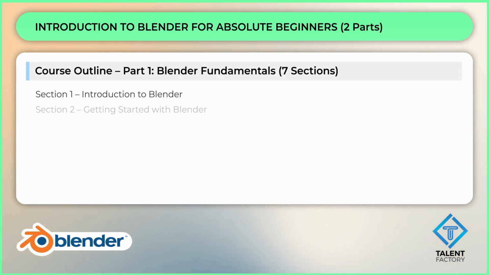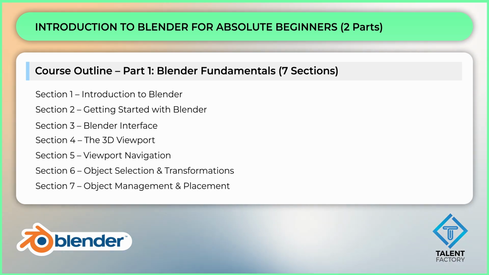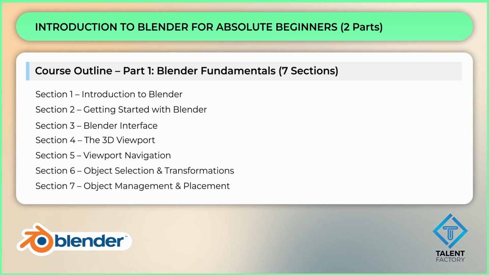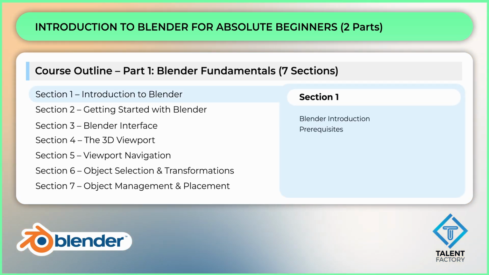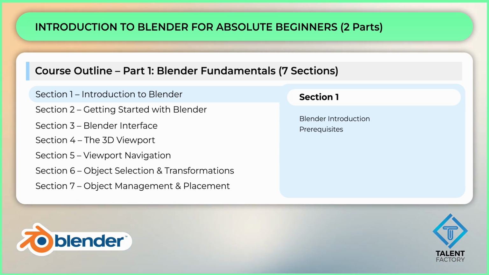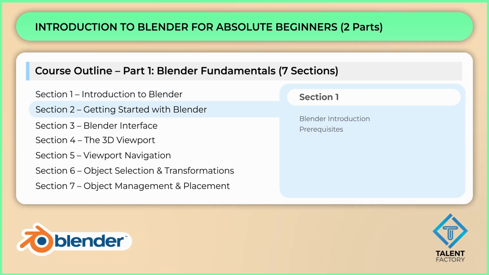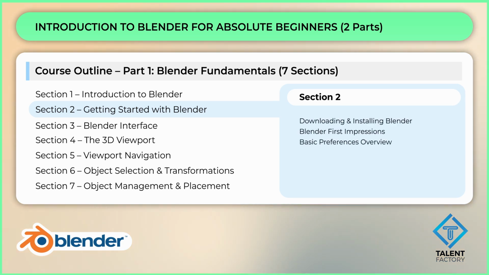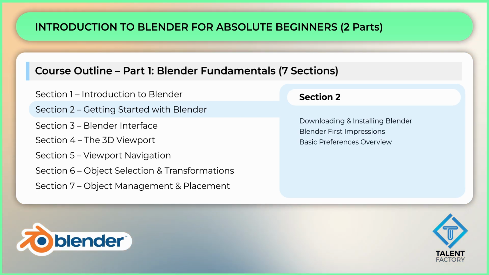Now let's take a look at the course outline of part 1. As you can see, each part of the course is divided into sections. And for part 1, there are going to be 7 sections. In section 1, we'll have an introduction to Blender software. We will also discuss the prerequisites needed before getting started with Blender. In section 2, we'll download Blender, install it on Windows, and go through the basic preferences to prepare our workspace.